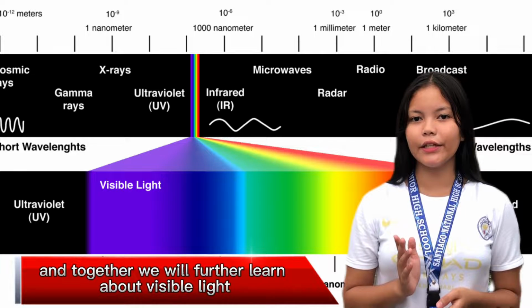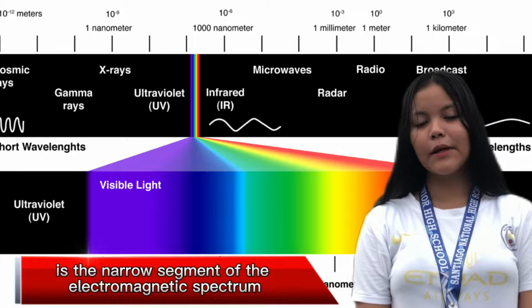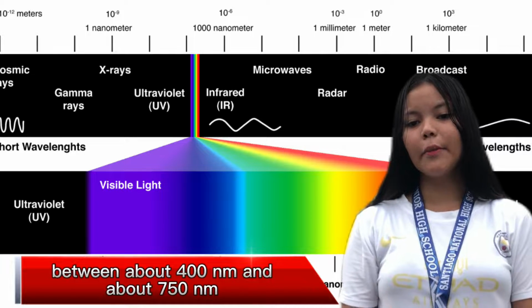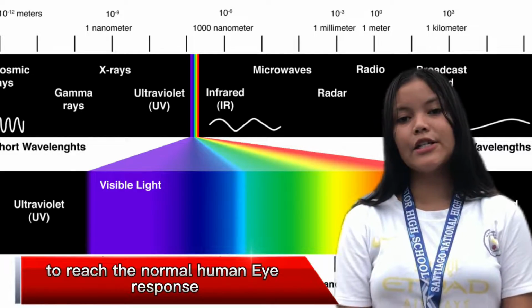Together, we will further learn about visible light. Visible light is the narrow segment of the electromagnetic spectrum between about 400 nanometers and about 750 nanometers to which the normal human eye responds.